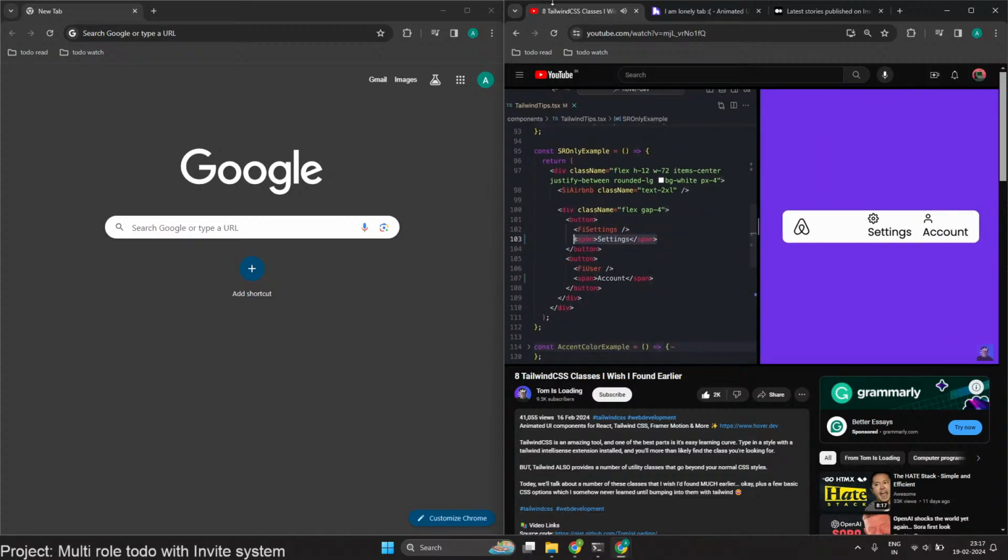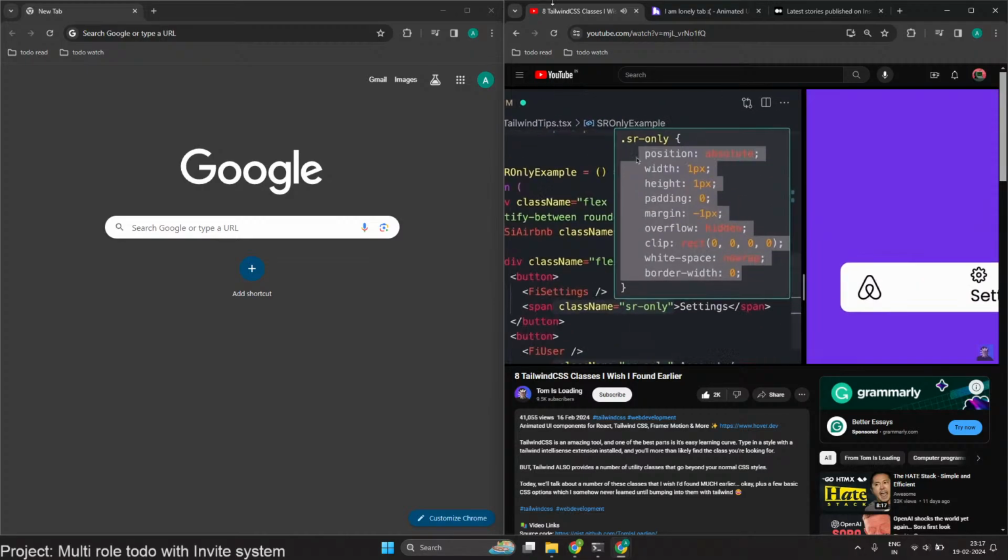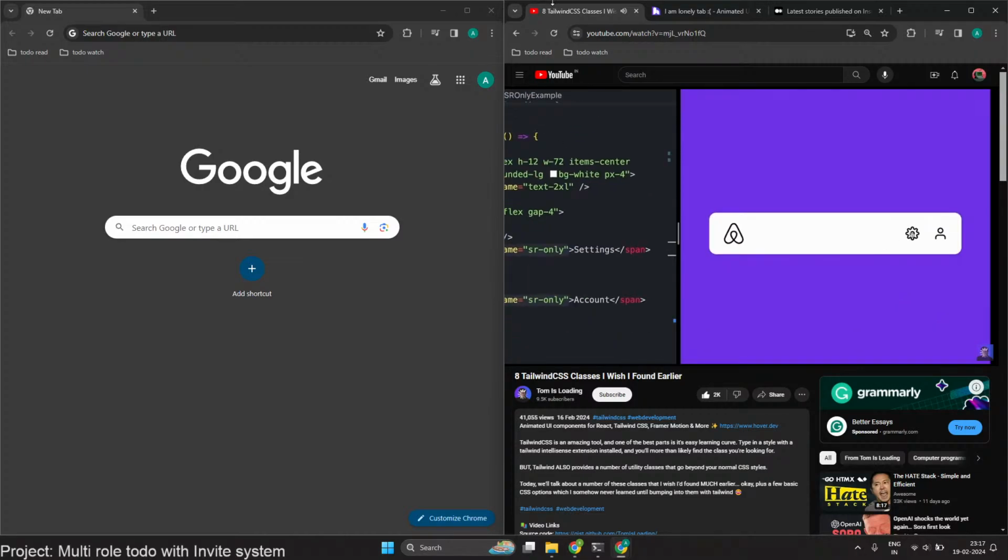So what we could do is actually add some text in here to label what these buttons do, but I don't really like how that looks. I would like to have this label, but I don't actually want to show that on the screen. To fix this, I'll add the sr-only class. This is going to add all of these different styles to hide this element, and that'll leave me back with just my buttons, but we'll keep these spans in here for labeling purposes.